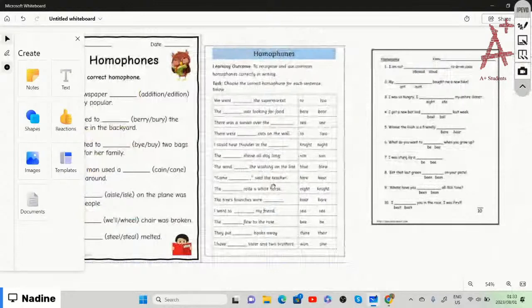All right, so if we look at another activity of homophones, they're saying here that the outcome is to recognize and use common homophones correctly in writing. So the different words are on the right hand side. We are now going to choose the correct word on the right hand side and match it with the correct sentence. So, we went to the supermarket. Is it TO or TOO? We went to the supermarket.